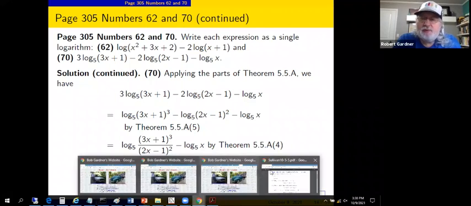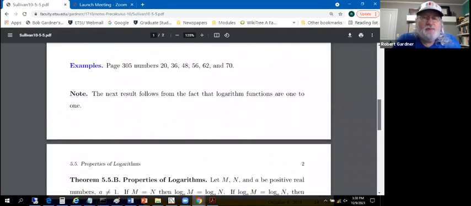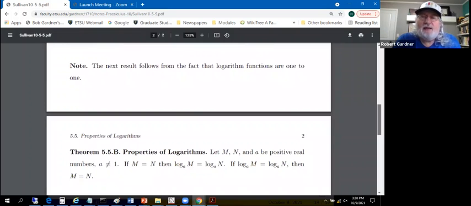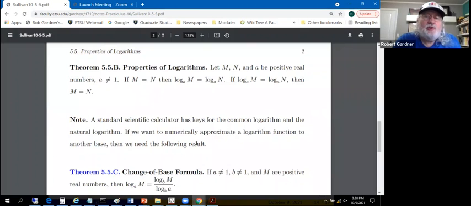Let's return to the notes. And let's see, we went through this bunch of examples. The next result follows from the fact that log functions are one-to-one and are functions. The book chooses to state this as a property of logarithms. Okay, let m and n and a be positive real numbers and a is not 1. So usual situation. If m equals n, then log base a of m equals log base a of n.